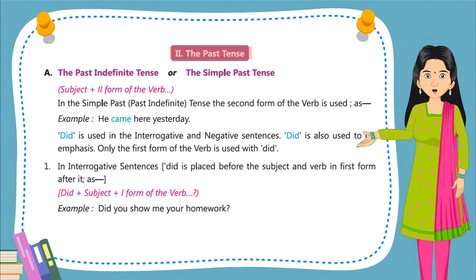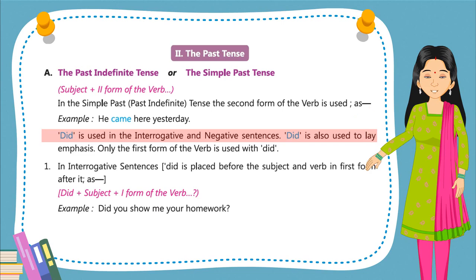2. The past tense. The past indefinite tense or the simple past tense. Subject plus second form of the verb. In the simple past, past indefinite tense, the second form of the verb is used. As example, he came here yesterday.